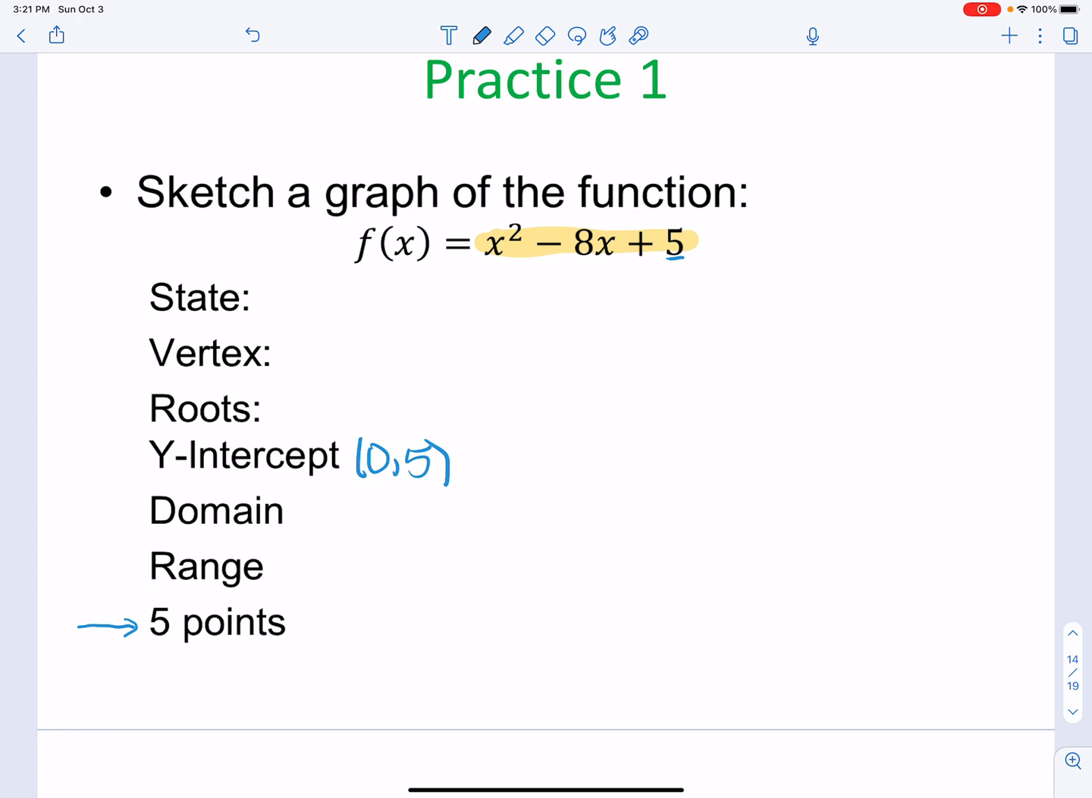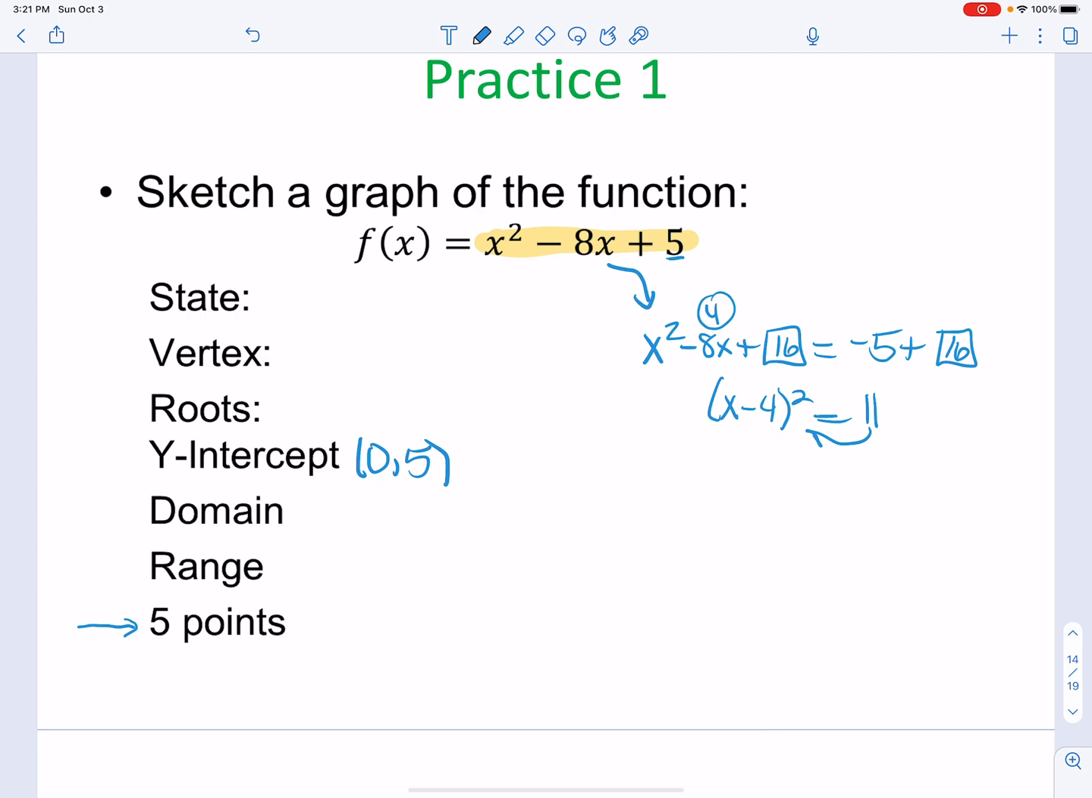All right, so there's a lot of ways that you can answer these questions. If I start with vertex, I could put it in vertex form, and I can just ignore the f of x for a minute, and I can do x squared minus 8x plus box equals negative 5 plus box. And so I would half it and square it. So this would be (x minus 4) squared equals 11. Since I want vertex form, now I'm going to bring that back over, and I would have (x minus 4) squared minus 11. So my vertex would be (4, negative 11), right? So you can do it that way.